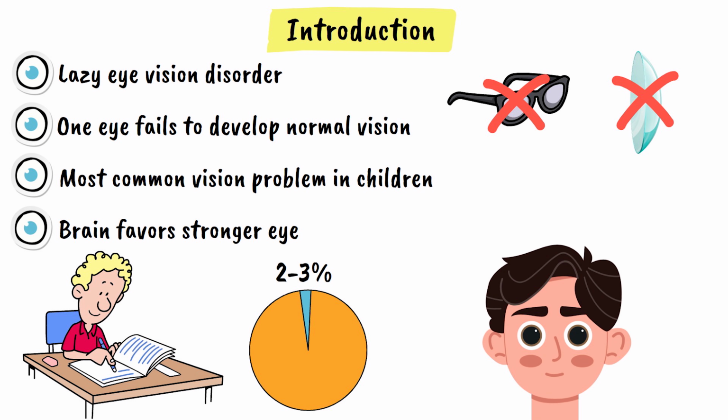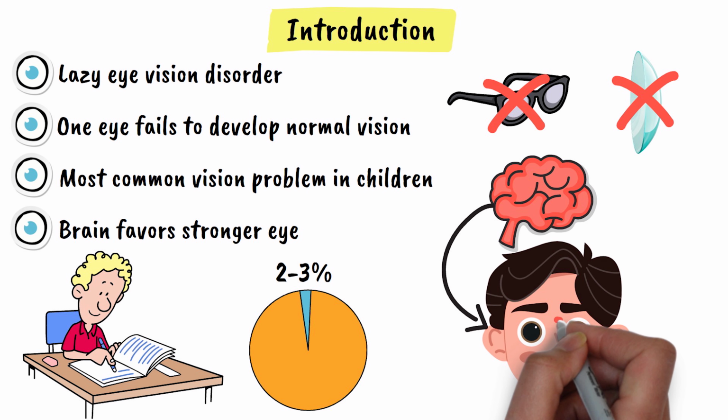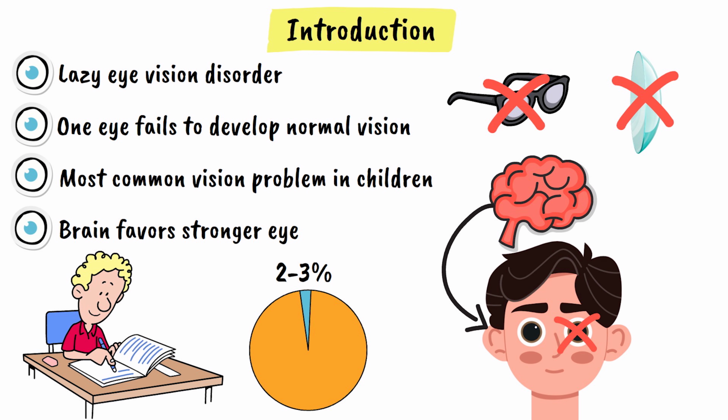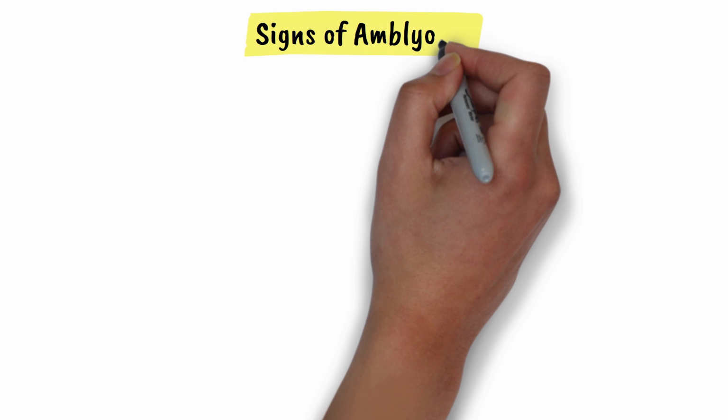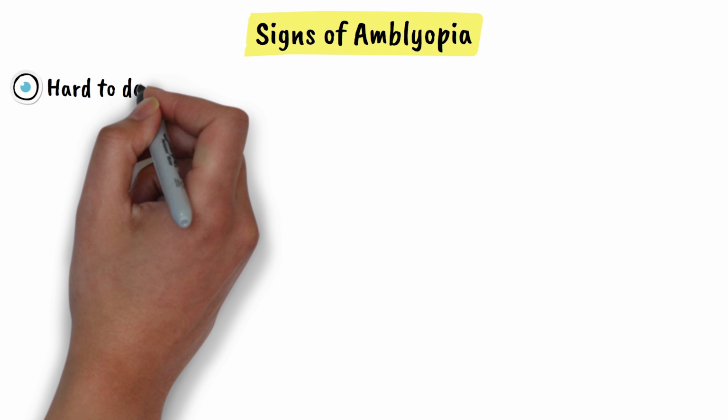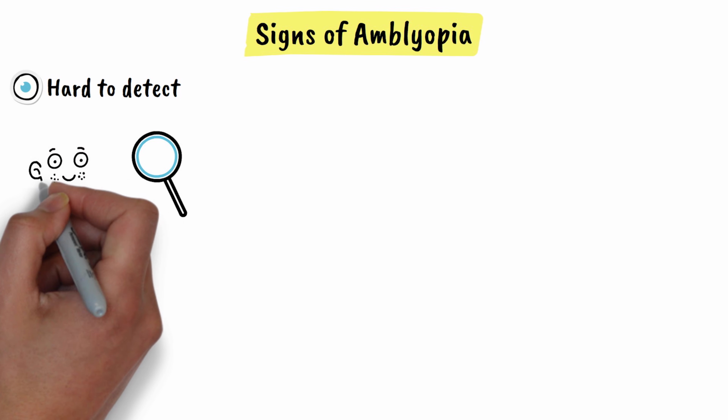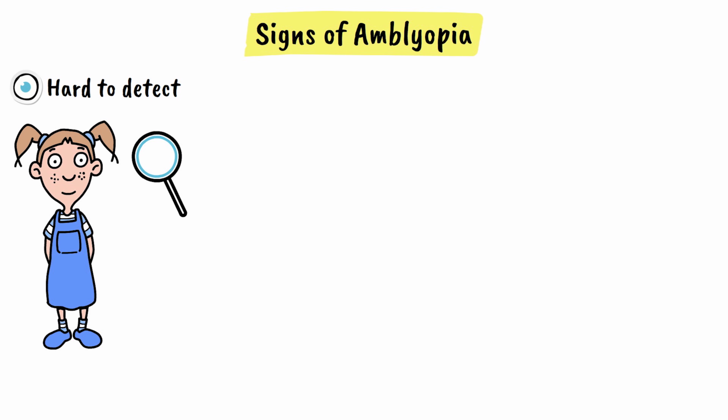The brain starts to favor the stronger eye and ignores the weaker eye, causing that eye's vision to decline over time. So what are the signs of amblyopia? The tricky part about amblyopia is that it can be hard to detect, especially in young children who may not realize they have trouble seeing. However, there are several signs parents should watch for.